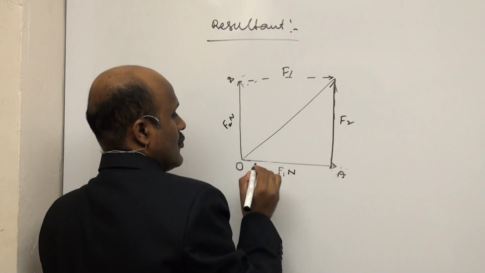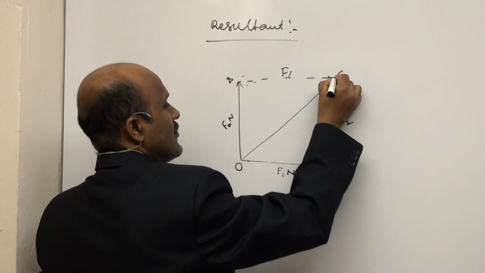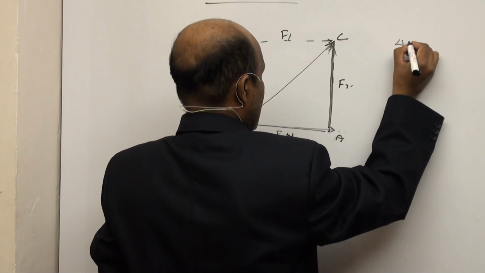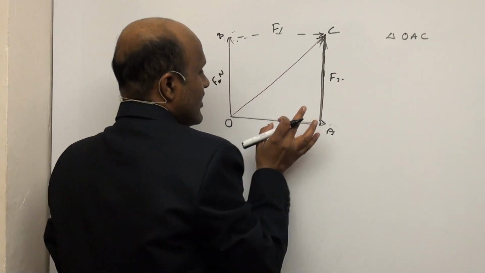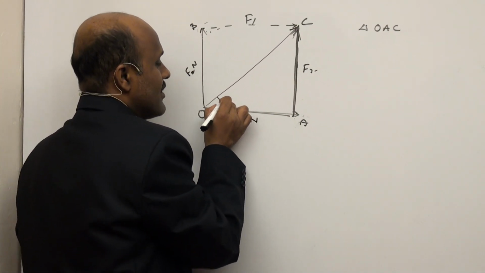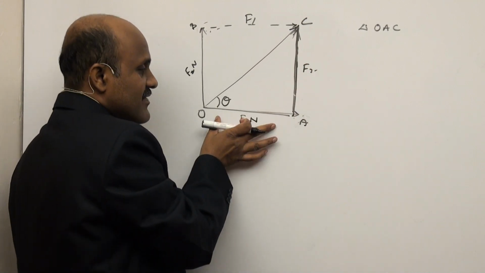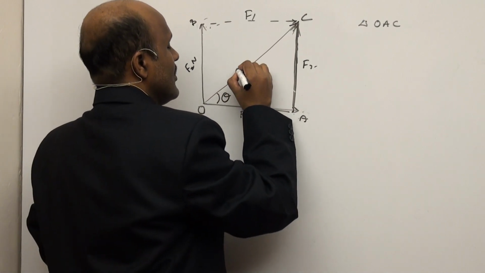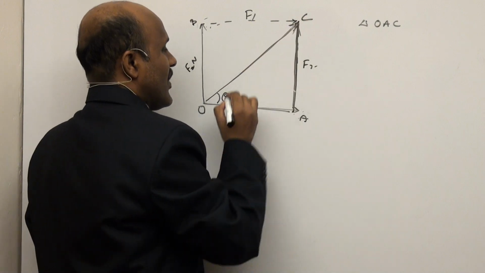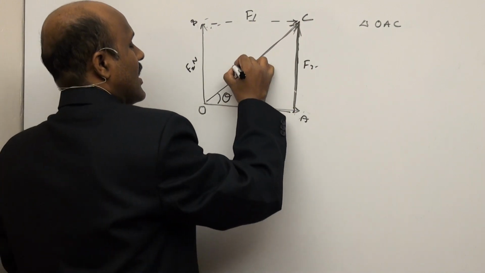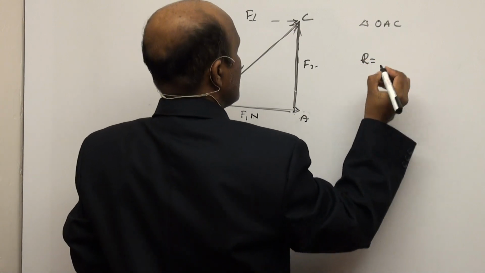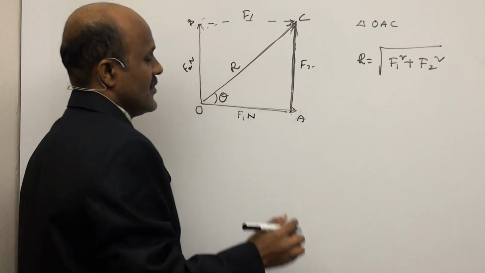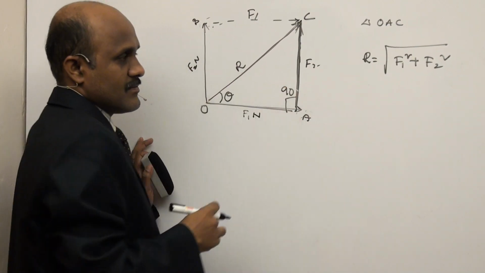So I am making a triangle like this, triangle OABC. From the triangle OAC, here I am taking theta. This is the opposite side, this is the adjacent side, and this is the hypotenuse. How do we find the resultant from this? According to Pythagoras theorem, R is equal to the square root of F1 square plus F2 square. Here is 90 degrees.